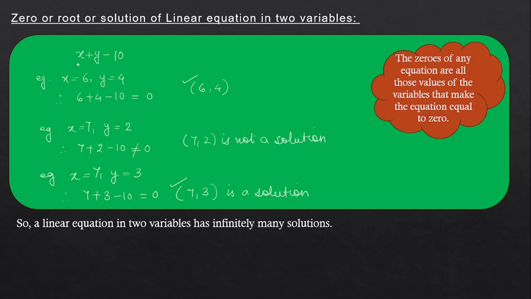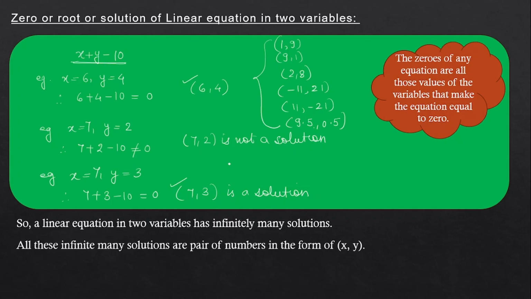There can be infinite combinations of x and y which will make x plus y minus 10 as 0. I'll list out a few. I can have 1 comma 9, 9 comma 1, 2 comma 8, or we can also have negative values such as minus 11 and 21, 11 and minus 21, or numbers like 9.5 and 0.5. All these values are going to make this equation 0. Therefore, all these are solutions of this particular linear equation in two variables. Therefore, a linear equation in two variables can have infinitely many solutions.